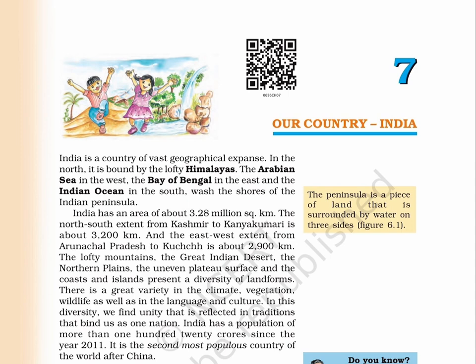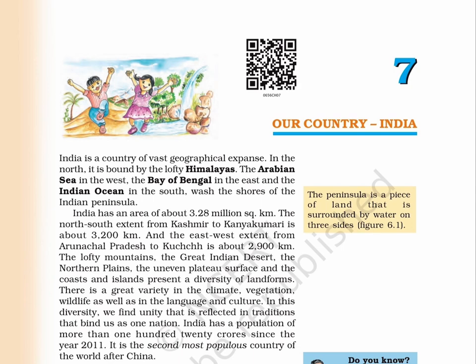Page number 47. India is a country of vast geographical expanse. In the north, it is bound by the lofty Himalayas, the Arabian Sea in the west, the Bay of Bengal in the east, and the Indian Ocean in the south wash the shores of the Indian peninsula. India has an area of about 3.28 million square kilometers.